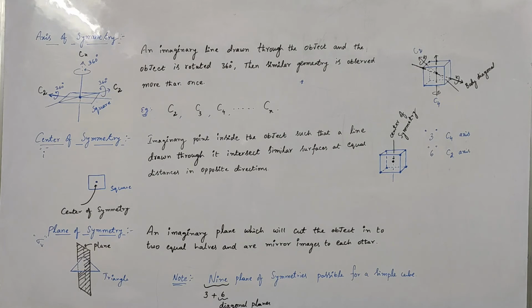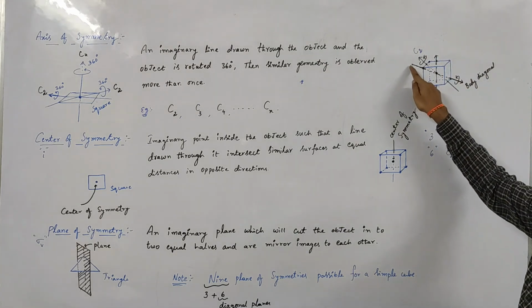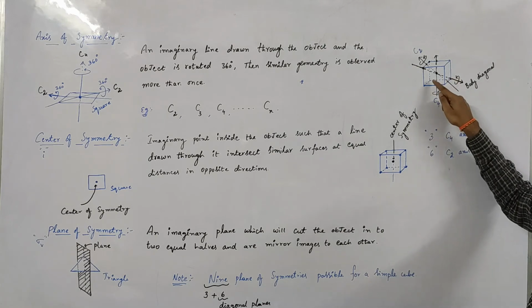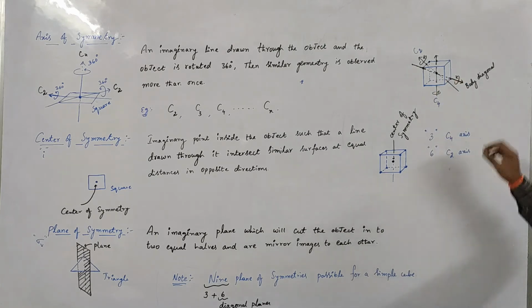How many corners are there for that cube? 8. Through how many corners is that axis passing? 2. It is passing through 2 corners. Right? Then how many corners are left? 6 corners. 3 corners are close to this and 3 corners are close to this. If I keep this vertically, 3 corners will be at the bottom side and 3 corners on the top side.